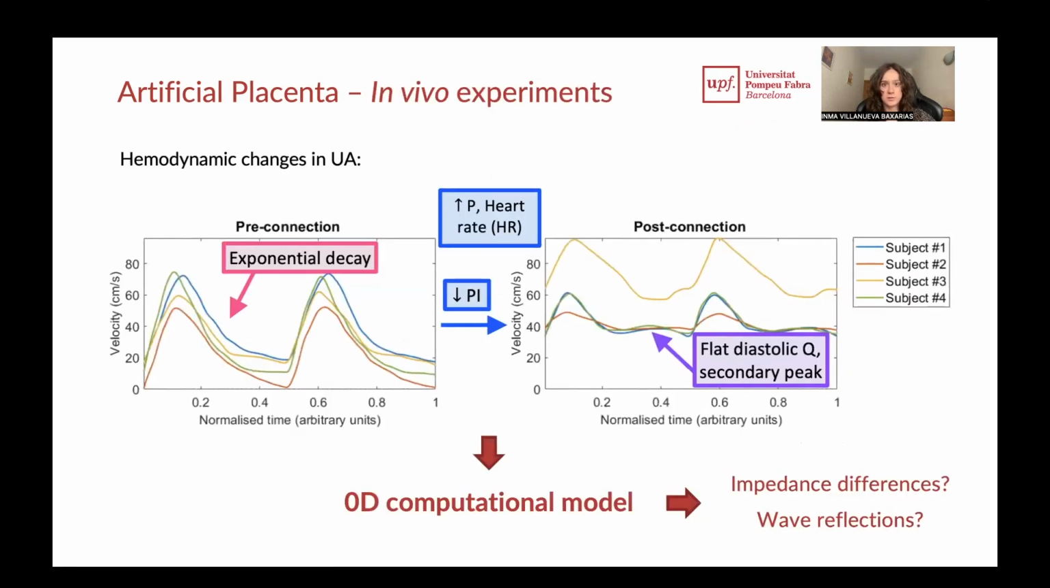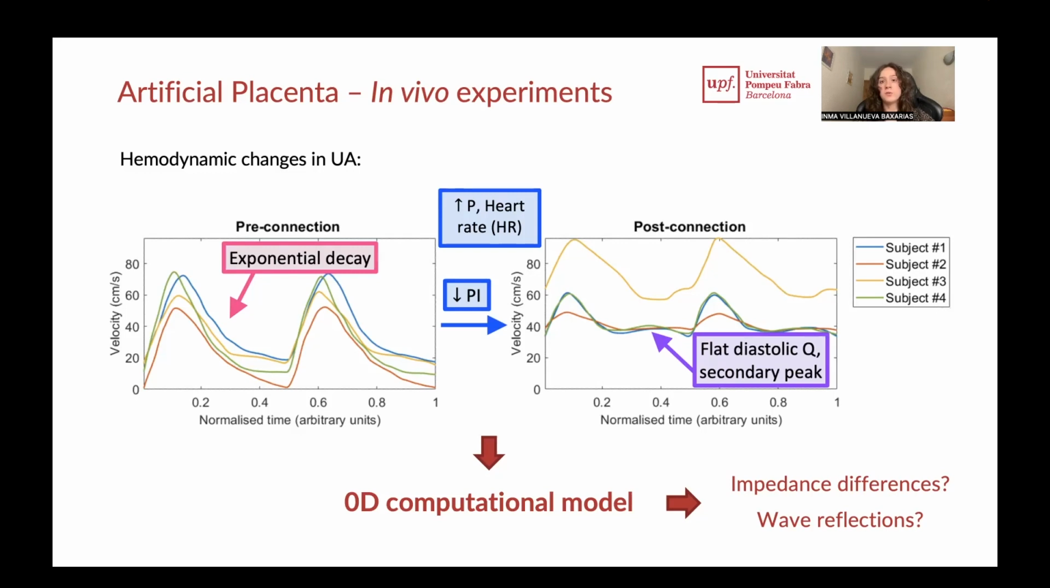Hemodynamic changes were observed. The blood velocity pattern changed from an exponential decay to a flat diastolic flow with a secondary peak. Also, there was a decrease in pulsatility index and an increase in pressure and heart rate.